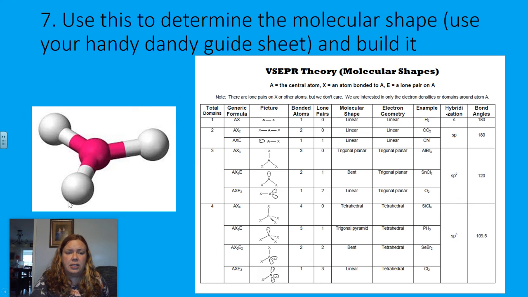This shape right here on the screen is a trigonal planar. It's trigonal because it's triangular shaped, and it's planar because it's flat. Think about a plane in geometry. A plane in geometry is a flat surface.